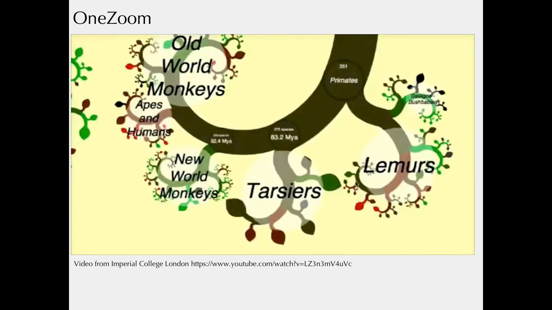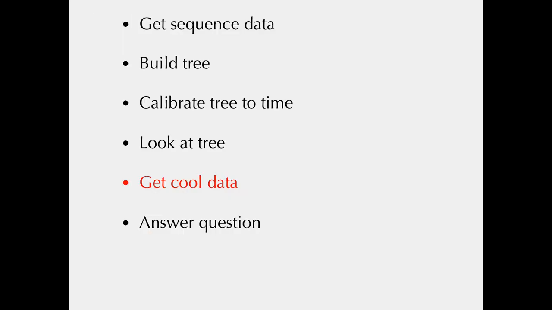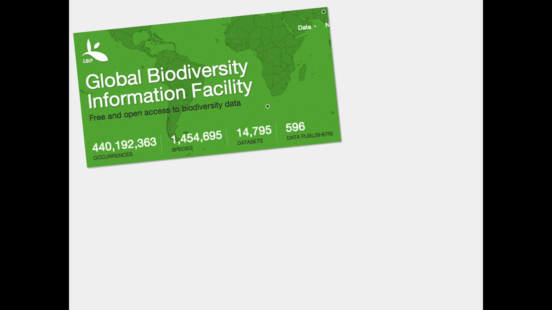Okay. All right, so now we have our tree. We look at our tree. It looks okay. Then we want to answer our questions to get cool data. And it's a wonderful time now because often you have to go out and figure out where plants are. You have to look at each plant, look at the berry, look at the sheet, and say, okay, you are in Knox County, Tennessee. But now we're digitizing all this information.